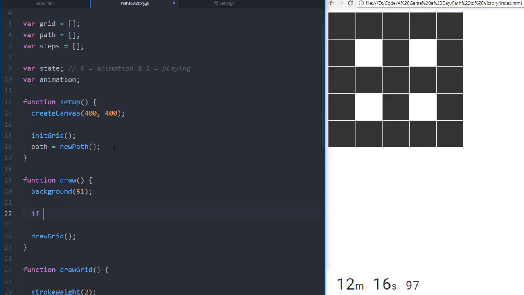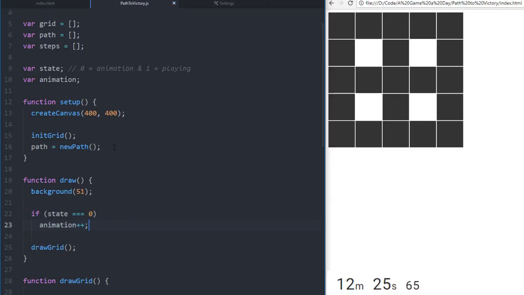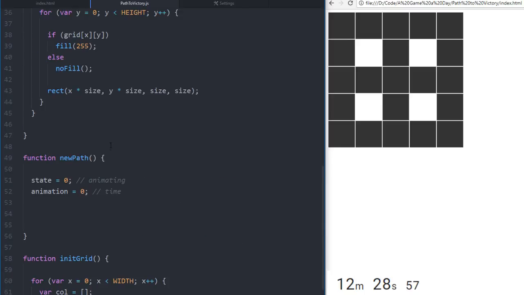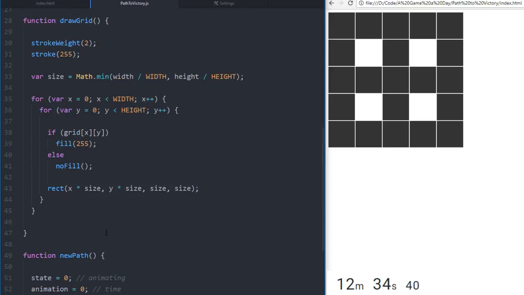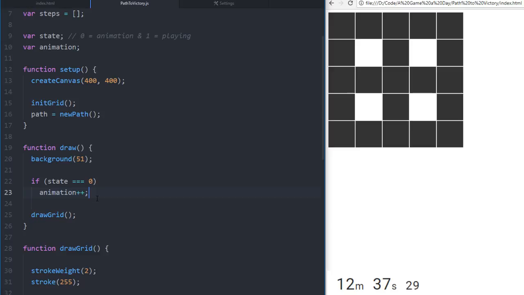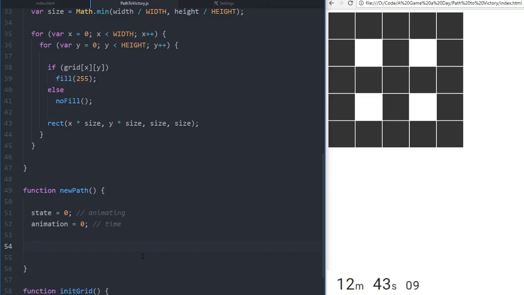If state equals 0, then we are going to say animation plus plus. Yeah, okay. That's fine. We'll worry about it later. So now we need to check boop, boop, boop. You can't go down. That's the one thing. And once you hit a square, you can't move back into that square.